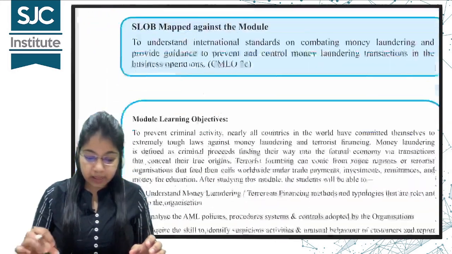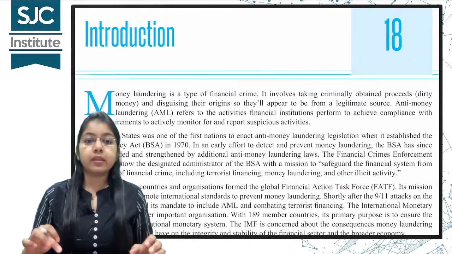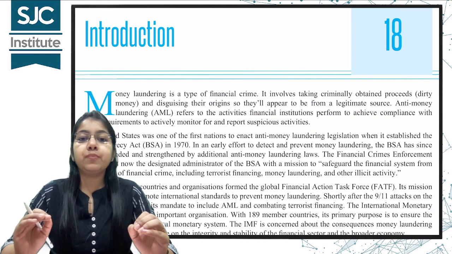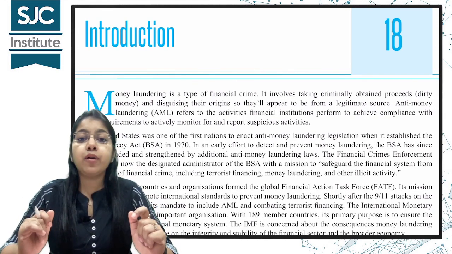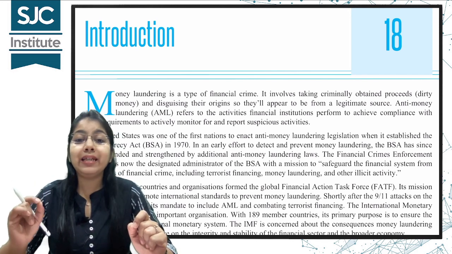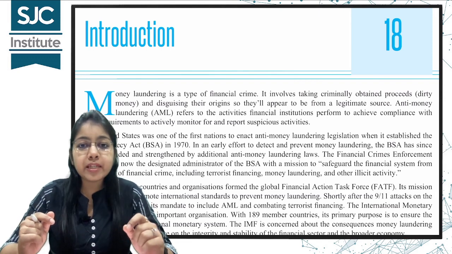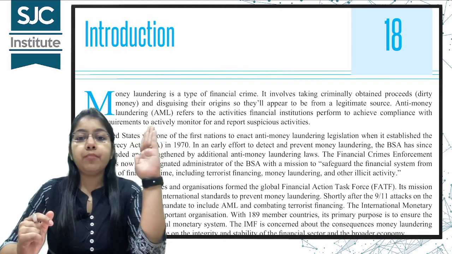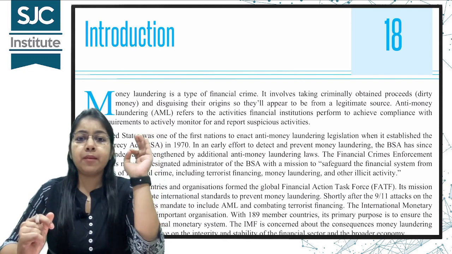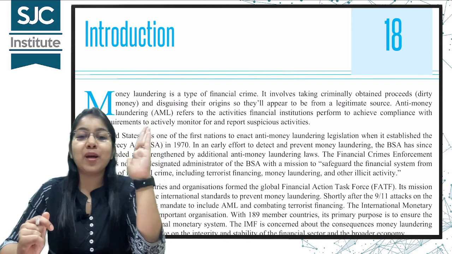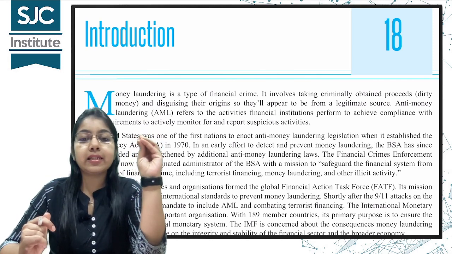So let's start. The first topic is, what is money laundering? Money laundering is basically a type of financial crime. It is a type of crime which is related to money, that is finance. Now, how is this crime committed? Let's take an example of a crime taking place, say kidnapping. A simple example I'm giving. Although it's not a case of money laundering, just for maintaining simplicity, we are taking this example.